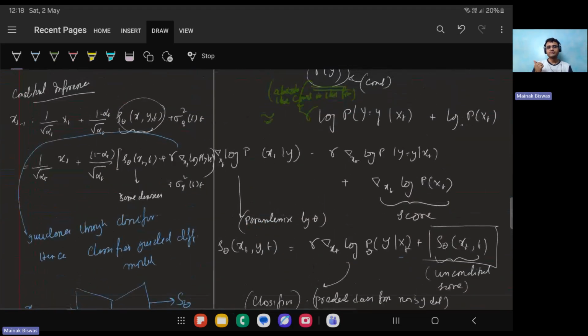conditional diffusion models, score-based models, and diffusion models in general. We'll see how we actually implement diffusion models in reality in the next session.